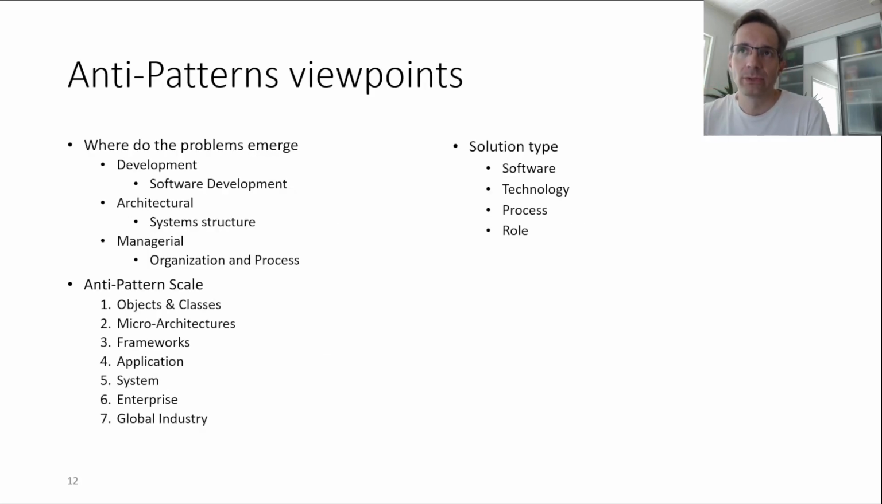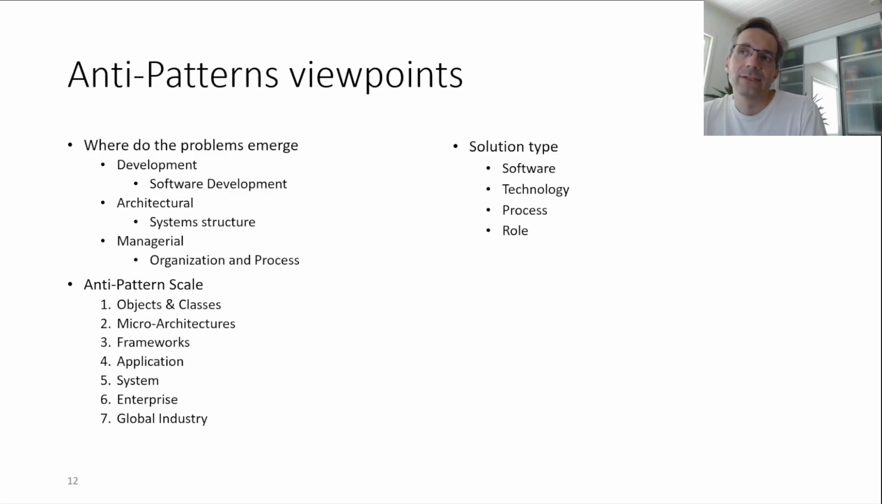The anti-pattern book recognizes certain viewpoints. One viewpoint is where the problems emerge. The problems can emerge, according to this book, in software development. They can be architectural, which means system structure, and a third level is managerial, meaning organization and process level problems. They can have different scales. They can be on the object or class level, part of microarchitectures, part of frameworks, application systems, even at the enterprise level, or they can be all around the global software industry level. This is the scale that they recognize in the book.